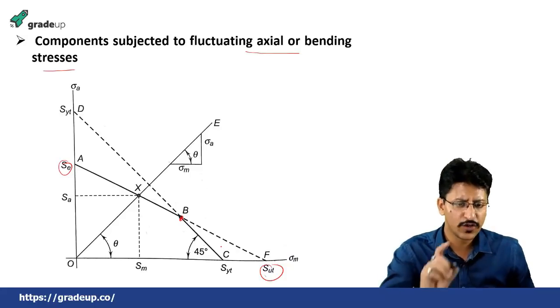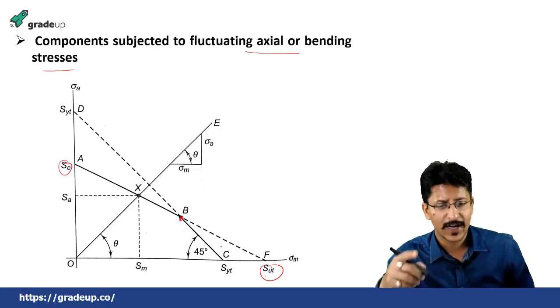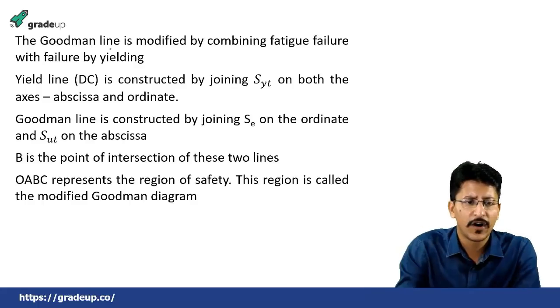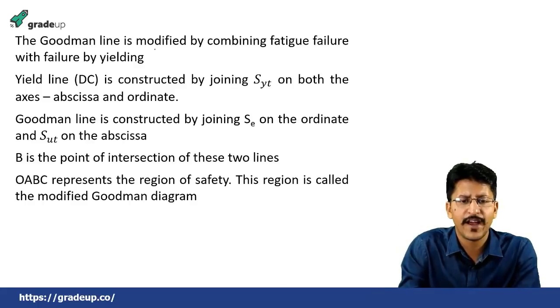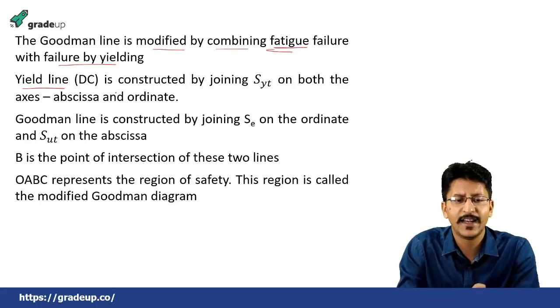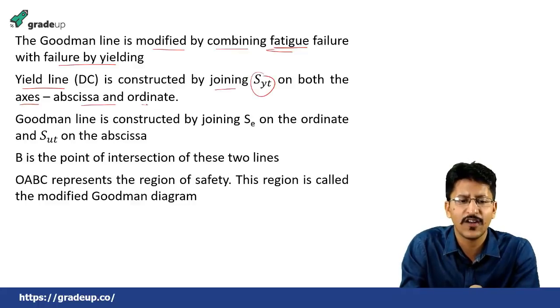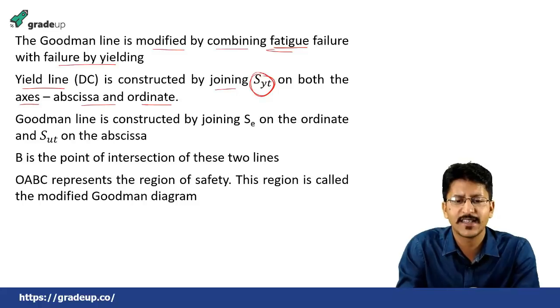How this diagram is drawn, you just draw this and let us see what are the important points related to it. The Goodman line is modified by combining fatigue failure with failure by yielding. The yield line DC is constructed by joining SYT on both the axes, abscissa and ordinate, means SYT on the x-axis, SYT on the y-axis, that is the yield line.